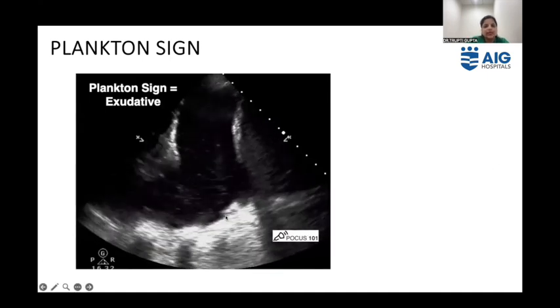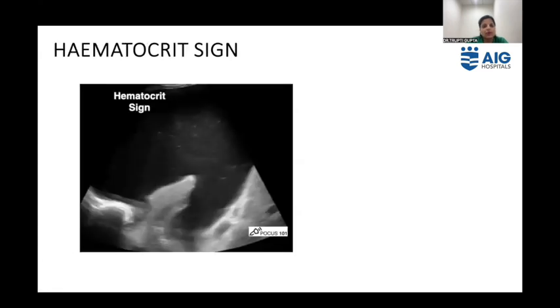This is usually seen in exudative pleural effusion where there is debris, and in this picture also you can see this debris moving with every breath of the patient. It's the plankton sign. The next one is the hematocrit sign. This is seen in hemothorax patients where the RBCs settle down and form a small consolidation, which is not that hyperechoic, but the upper area is anechoic and the lower is comparatively a little more echoic. This is called the hematocrit sign.